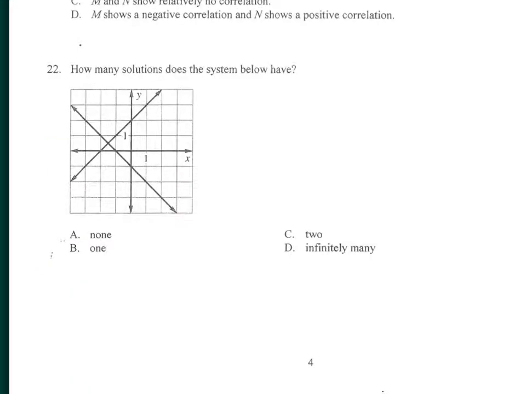Number 22, how many solutions does this system have? Basically, how many places do the lines intersect? Is it A, none, B, 1, C, 2, or D, infinitely many solutions?